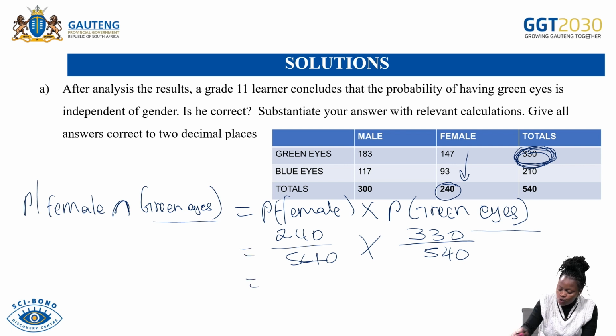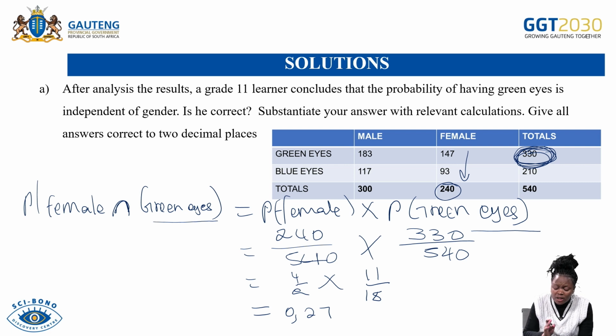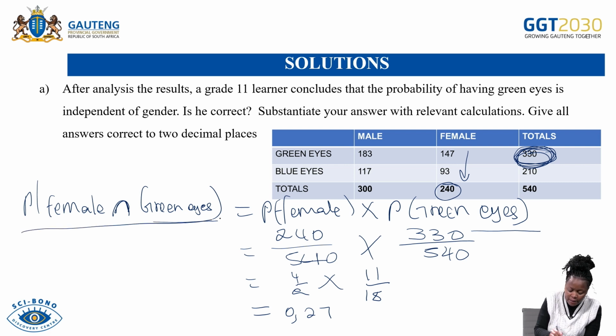So 240 divided by 540, you get 4/9, times 330 divided by 540, you will get 11 over 18. If you multiply everything here, you will get 0.27, right? But you are not done. You need to also prove this side.